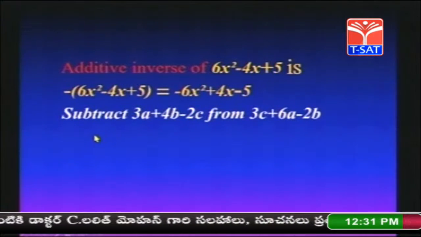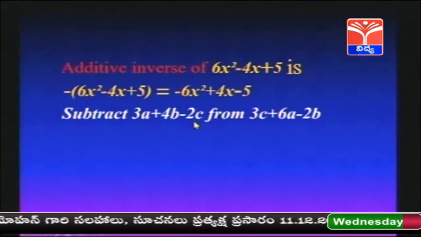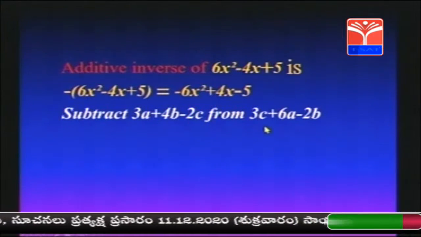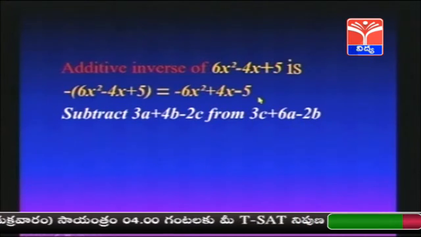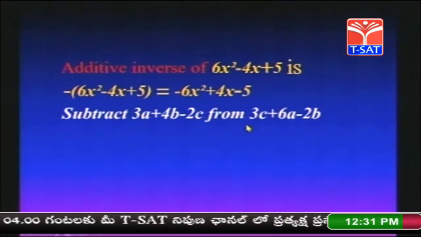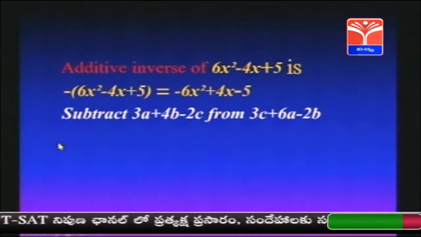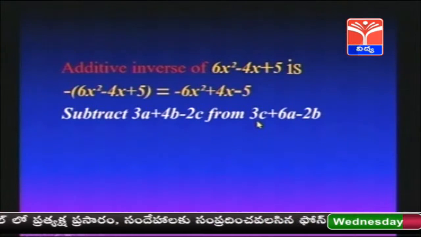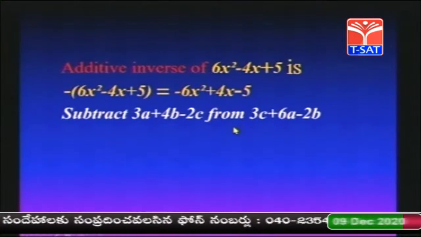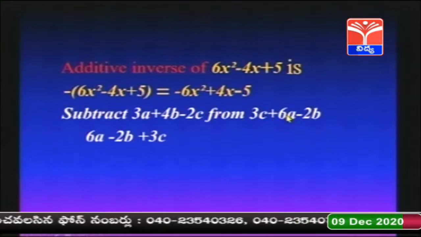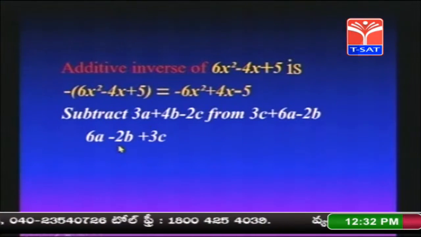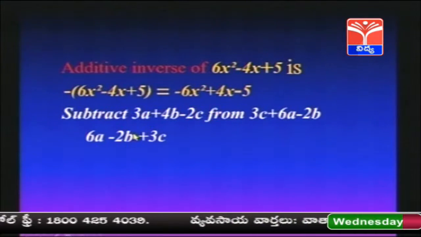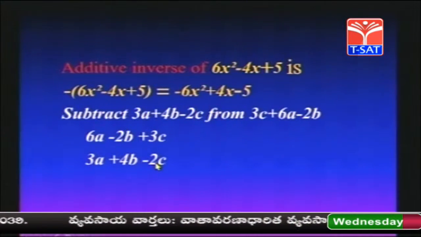Now subtract 3a plus 4b minus 2c from 3c plus 6a minus 2b. Now this second expression is not in the standard form. So children, what you have to do first? First we have to write this expression in its standard form, then subtract. So writing this expression in the standard form is 6a minus 2b plus 3c. From this we have to subtract the first expression.